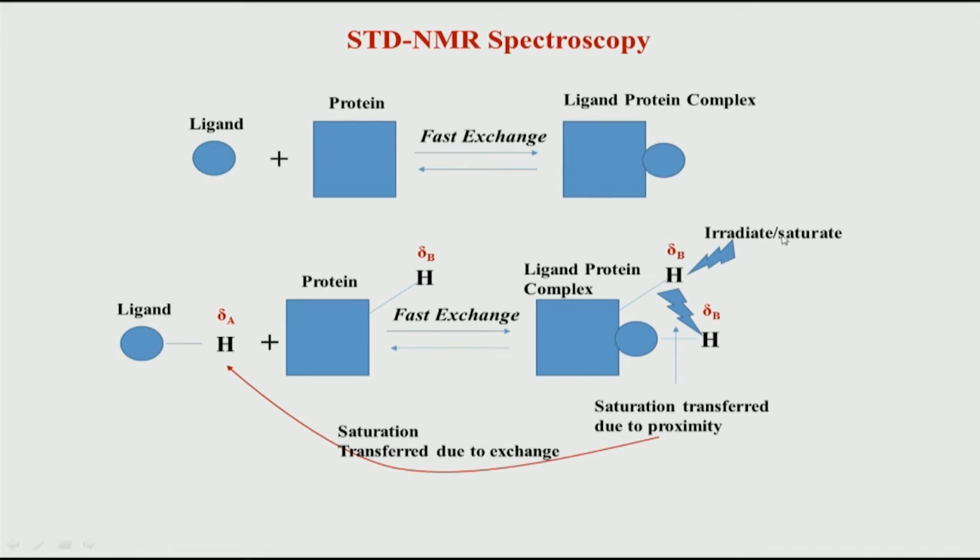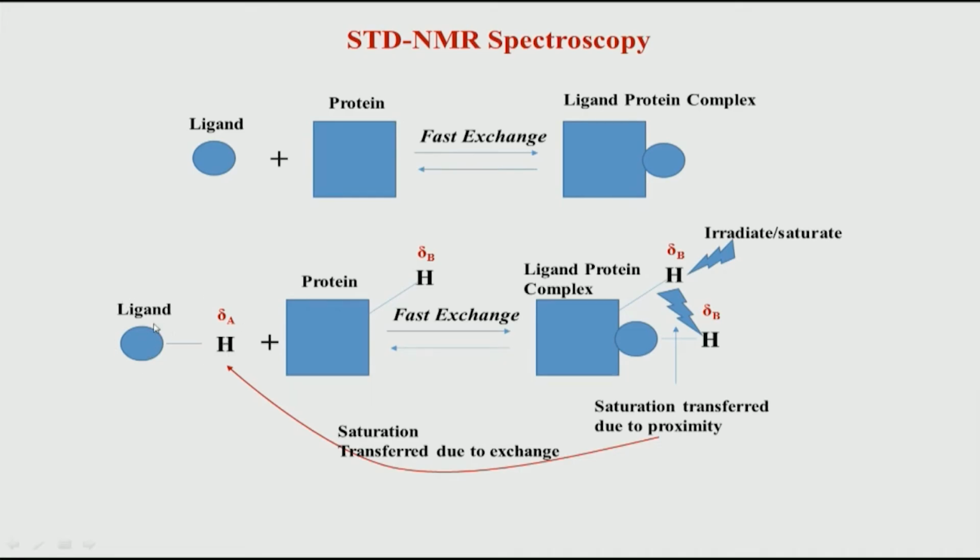by saturating this hydrogen of a protein, I can figure out whether this ligand is indeed binding to it or not. If the ligand was not binding to this protein, and I saturate the protein, nothing should happen to this ligand, because it is in no way interacting with the protein. But if it is interacting with the protein, then if I saturate the protein signal, it gets communicated to the bound form of the ligand, and because the bound form is in exchange with the free form, the free form gets affected.